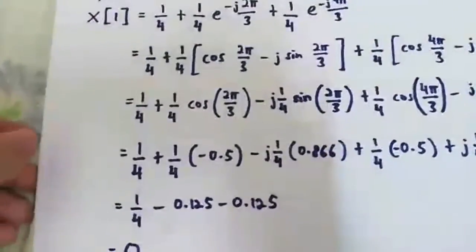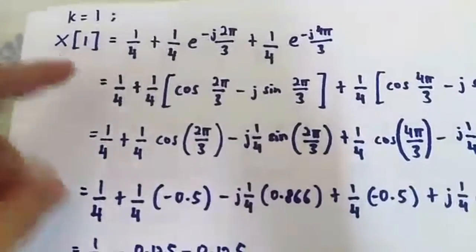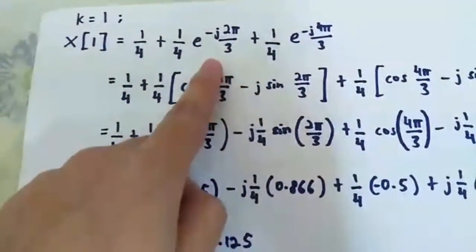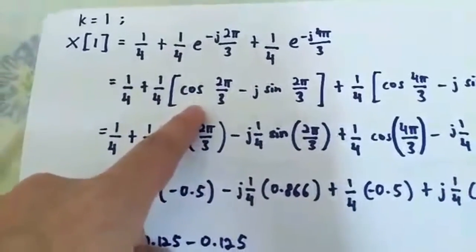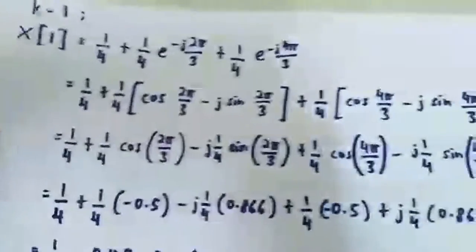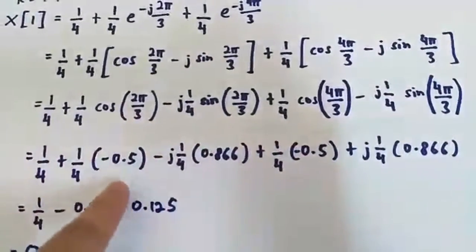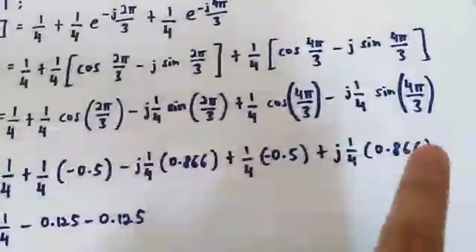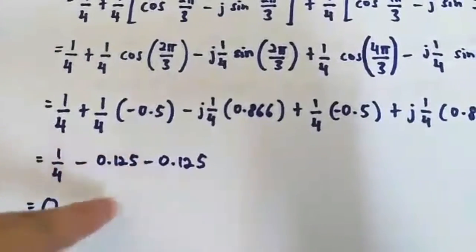And the next one is k equal to 1. We substitute the 1, then we can see we need to use Euler's formula, which is this, cos 2 pi over 3 minus j sin 2 pi over 3. And then we simplify, and then we calculate by the calculator. And this we can cancel out, this 2, and then we simplify this as 0.